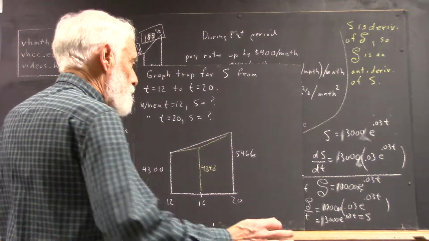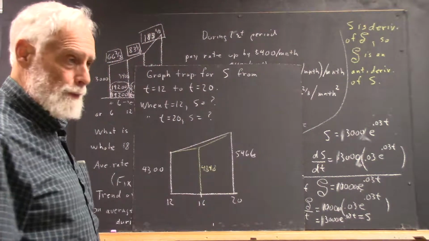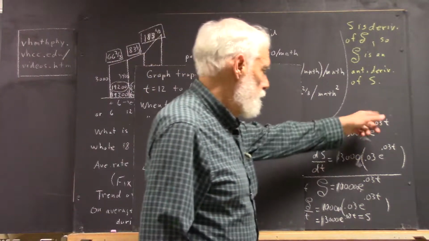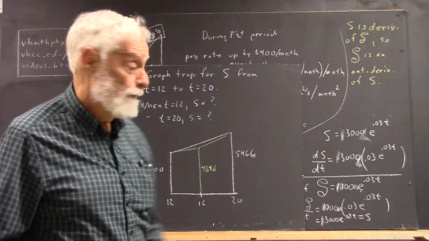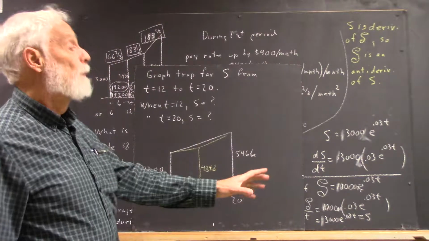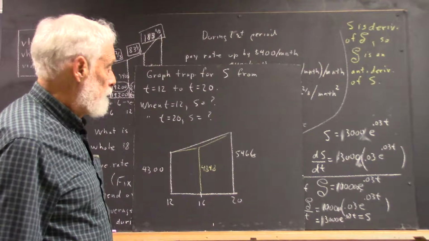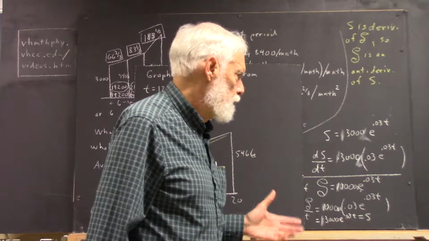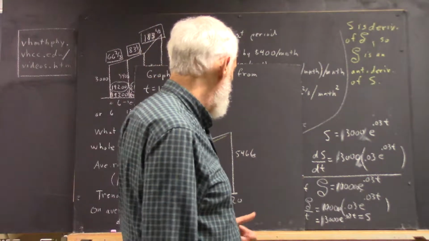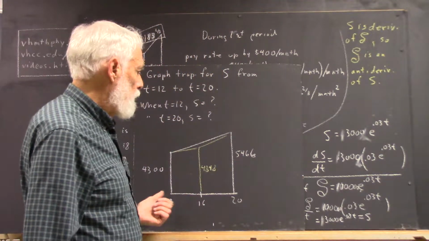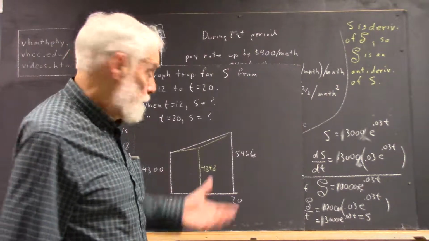Okay, now I allow people to do their own calculations with calculators because you can't really evaluate this function without a calculator. It's an appropriate use of the calculator. So what I asked was for the values of this function at t equals 12 and t equals 20. And people gave me the values.